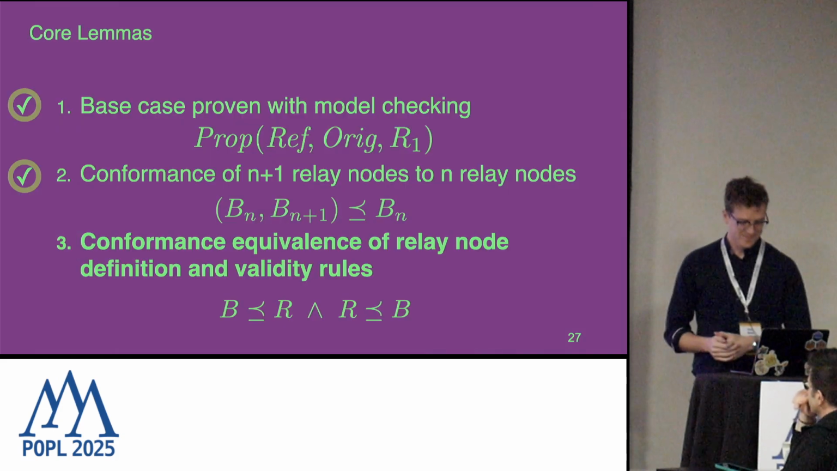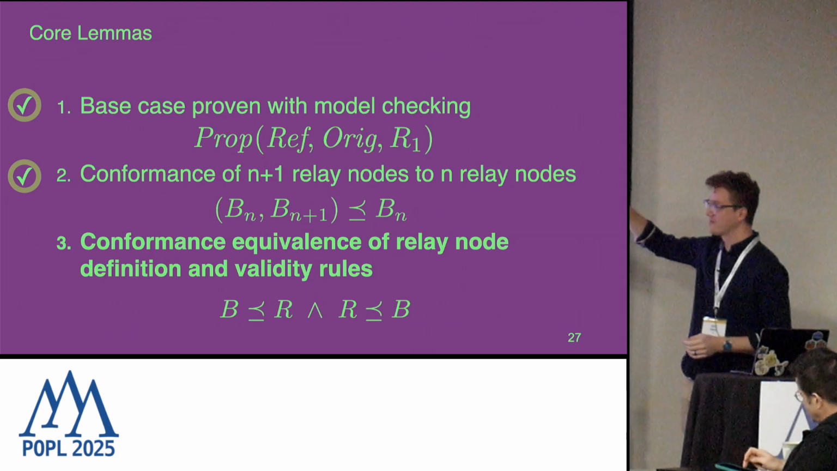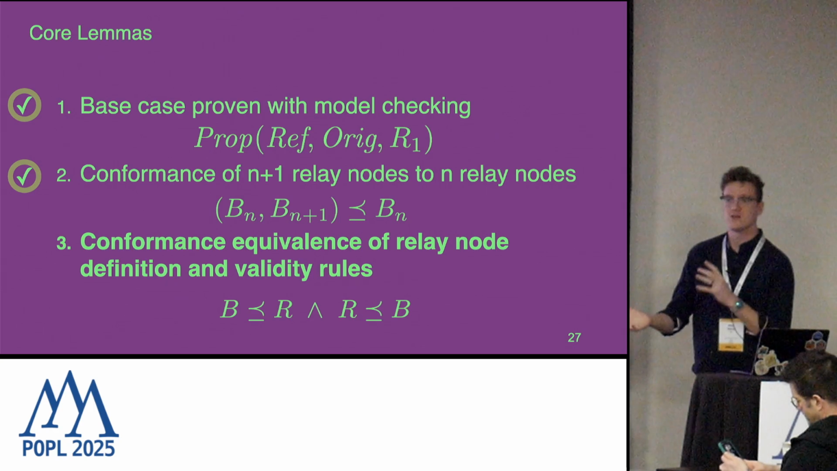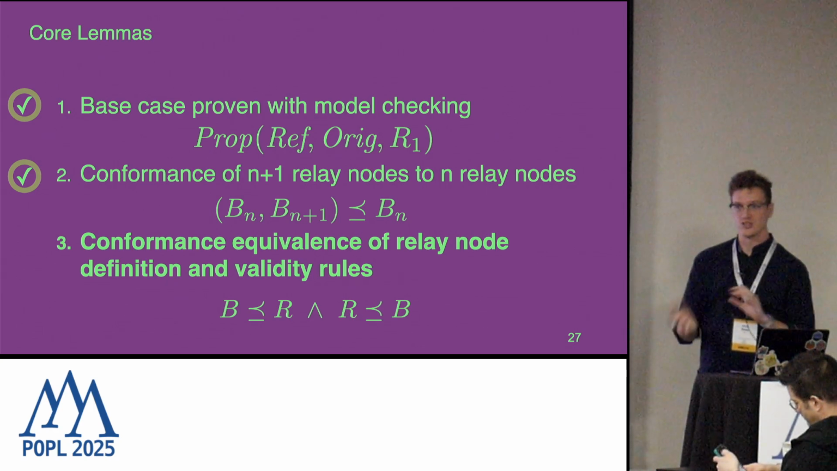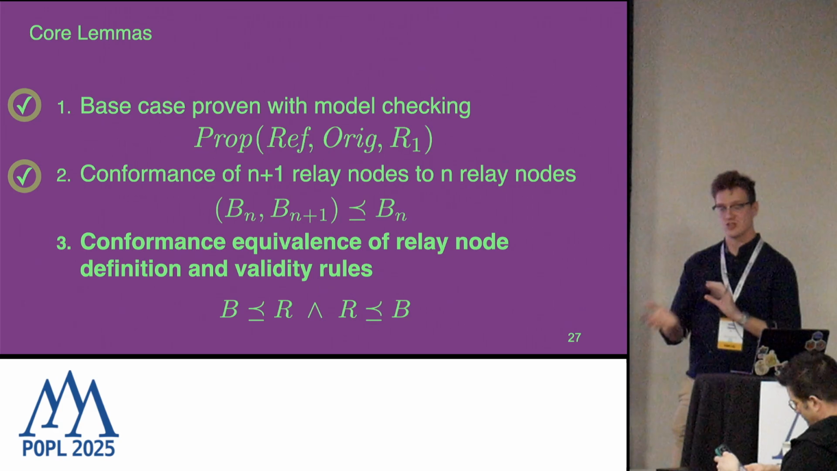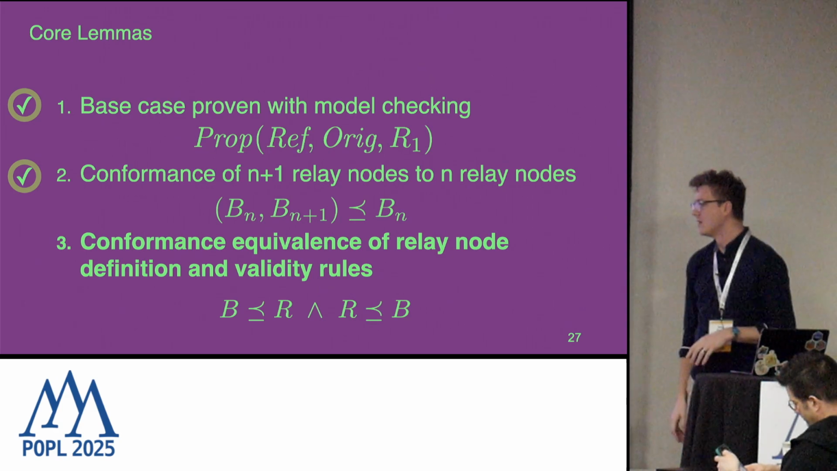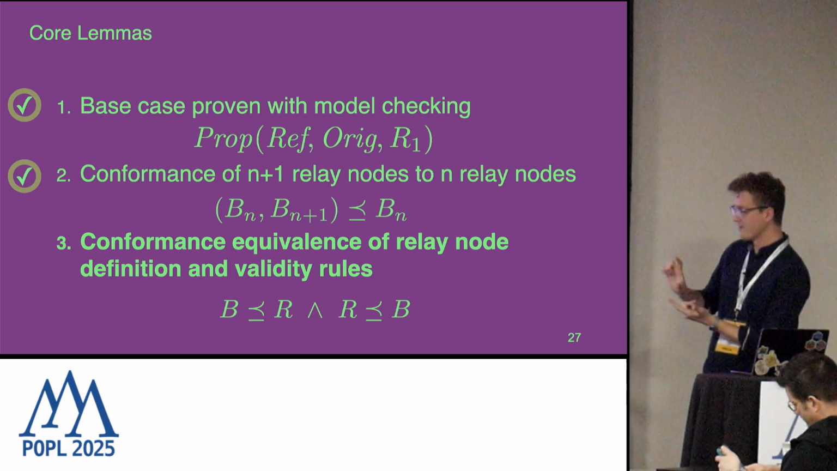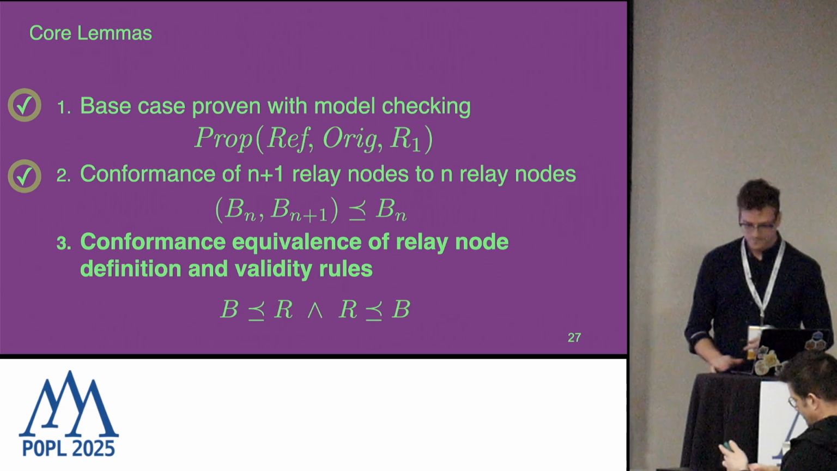Cool. So that's our second piece, this conformance of n plus 1 relay nodes to n in this black box model, but we still have to show we did this representation change. We need to show that that representation change was a safe substitution. So we can do that using conformance equivalence, saying one is a safe substitution for the other and vice versa.